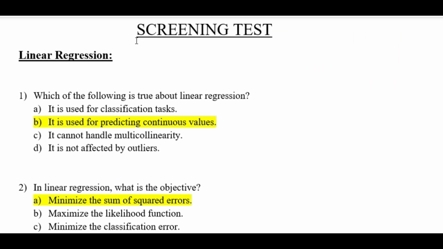Today we try to see frequently asked questions in a screening test. Without further delay, now let us jump into the test. First one is linear regression. Which of the following is true about linear regression? You can see it on the screen. It is used for predicting continuous values.